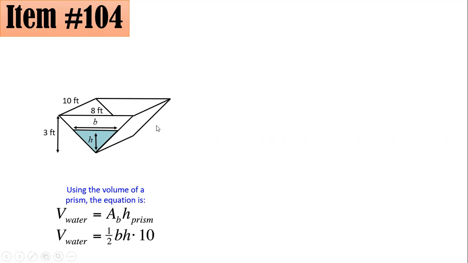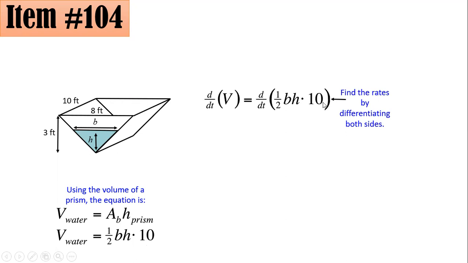So with this, the volume of the water, in this case, since it is filled up to here, your base is a triangle, and its area is 1/2 base times the height. Then the height of the prism here is 10. By simplifying, 1/2 bh times 10 becomes 5bh. But anyway, you determine the derivative of both sides.